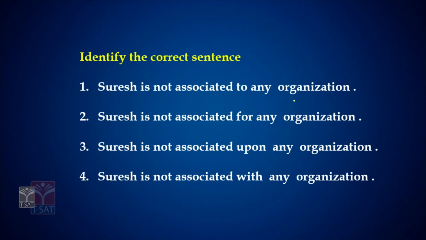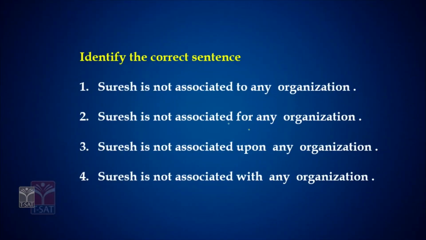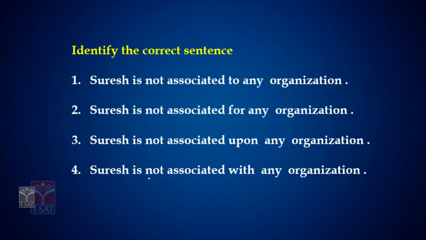Suresh is not associated to any organization. Suresh is not associated for any organization. Suresh is not associated upon any organization. Suresh is not associated with any organization. So, in English, some words are fixed, some words always take some prepositions. If you say associate, it generally takes the preposition with. So, in this case, Suresh is not associated with any organization is the correct sentence.